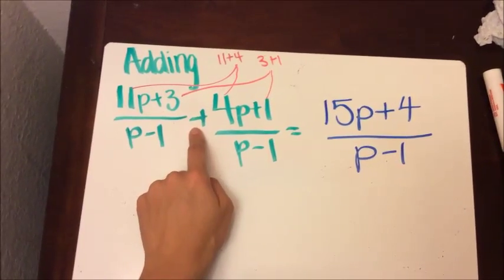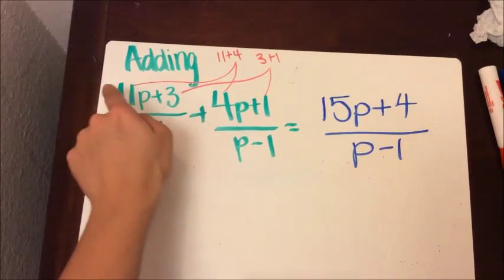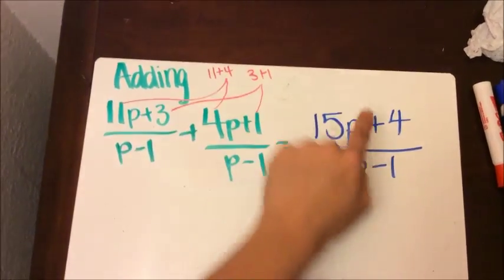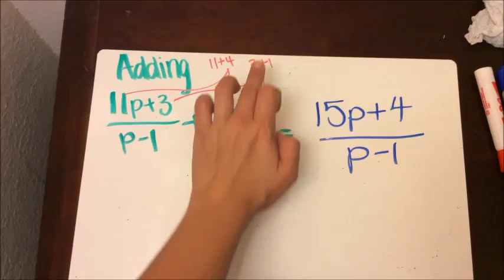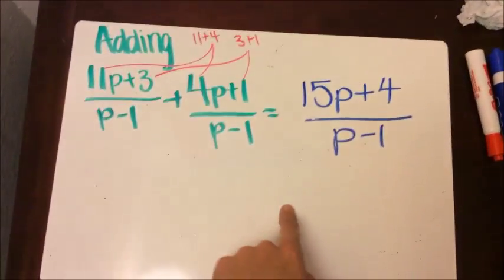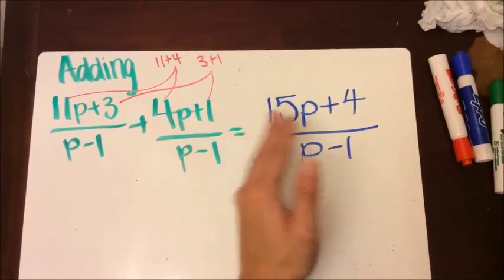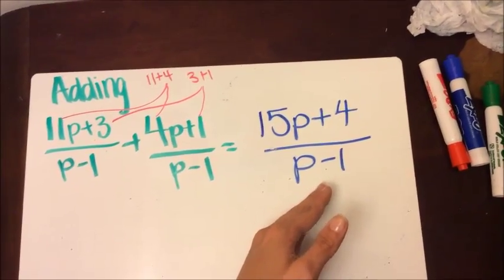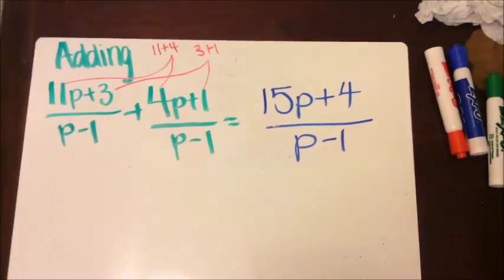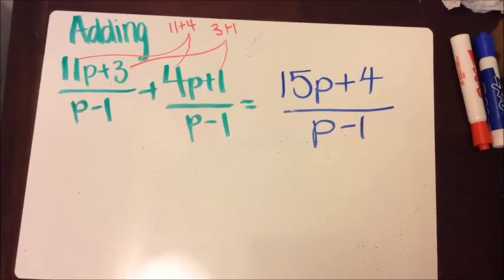Since we're combining like terms and we're adding them, it would be 11p plus 4p, and that gives us a 15p. A 3 plus a 1 gives us a 4. And then we can't simplify this anymore. These are not like terms, so they don't cancel each other out. So this would be our answer, 15p plus 4 over p minus 1.